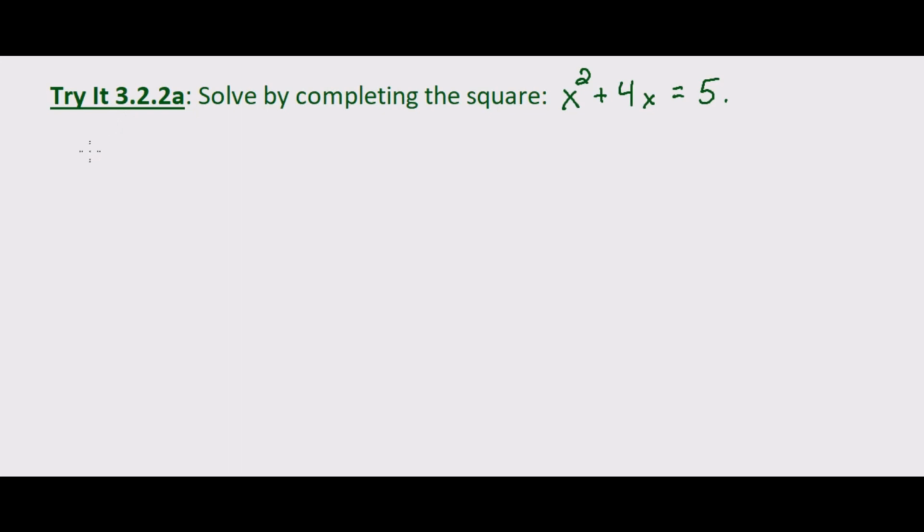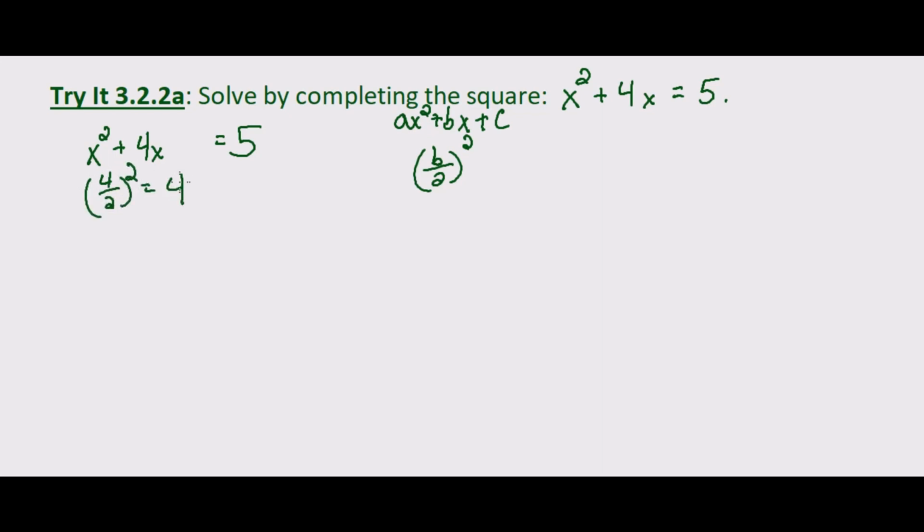So we have x squared plus 4x equals 5. I'm leaving a space because I'm going to add here. We have 4 for our b. Remember, we're looking at the form ax squared plus bx plus c, and to complete the square, we have b divided by 2 squared. So 4 divided by 2 squared, that's 2 squared, which equals 4.